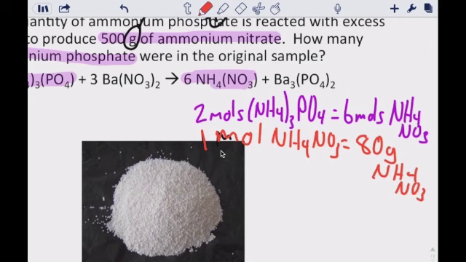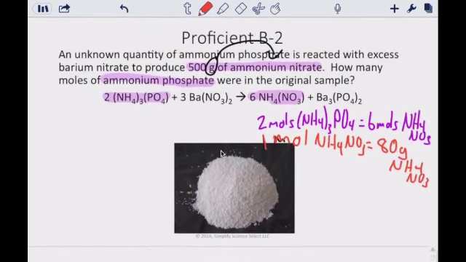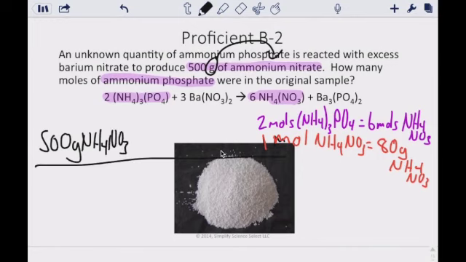NH4NO3. And now that we have our conversion factors, remember we always start with the number in the problem. So 500 grams of NH4NO3 and set it up. What's the only thing that says grams? Well, that part right there. We put that on the bottom. We put the other half.